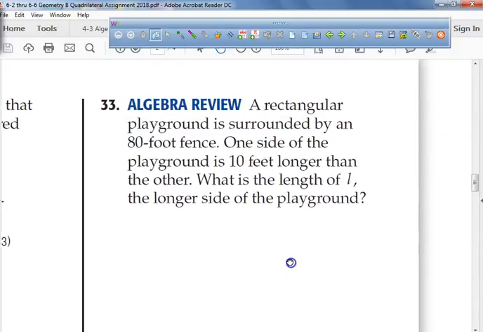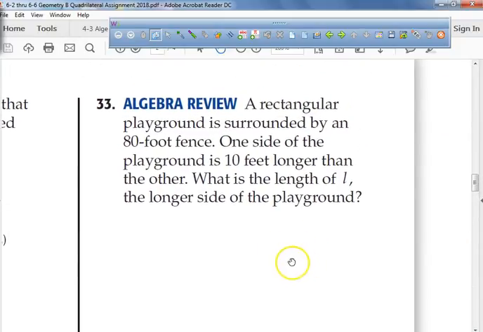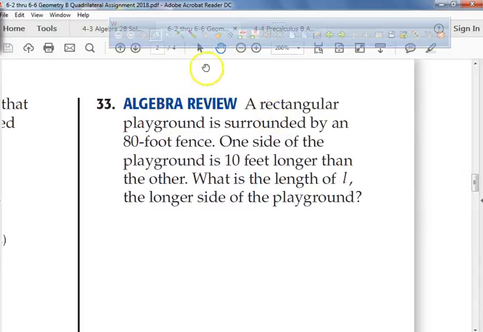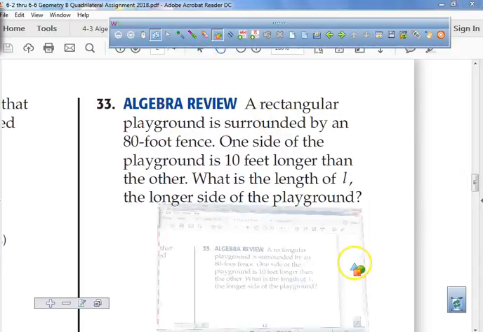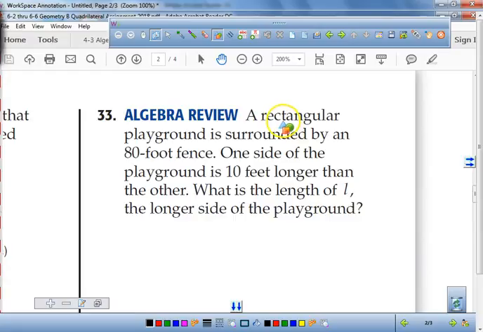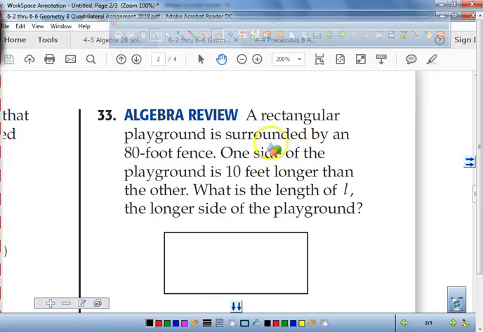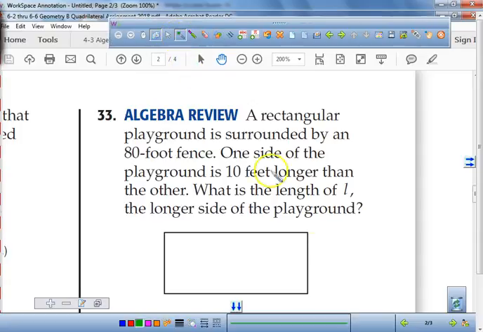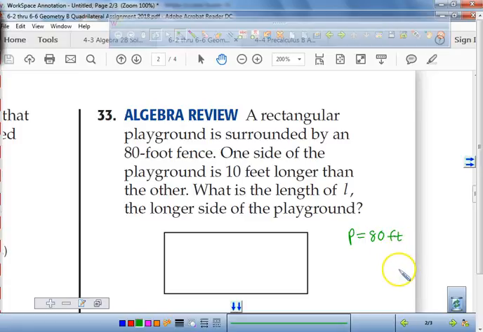All right, here's a word problem. Right here on problem number 33, it says a rectangular playground. If you're ever working on a word problem and you see the word rectangular playground, draw a rectangle. Just draw it. Okay? So draw a rectangle out right there. It says this is surrounded by an 80-foot fence, which means the perimeter of this rectangular playground is 80 feet. That's the perimeter. That's the distance all the way around the rectangular playground.